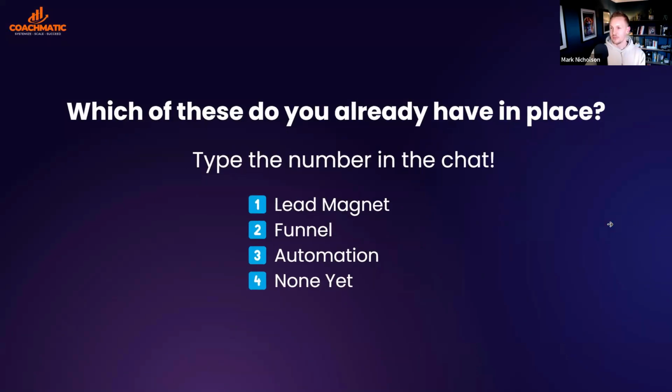So which of these do you already have in place? I know some of you already have a lead magnet, but do you have a funnel? Have you got all this automated, or have you got none of them? If you've got a lead magnet, that's cool, just put number 1, or number 1 and number 2 if you have a lead magnet and funnel. If not, that's fine as well. So let me know.